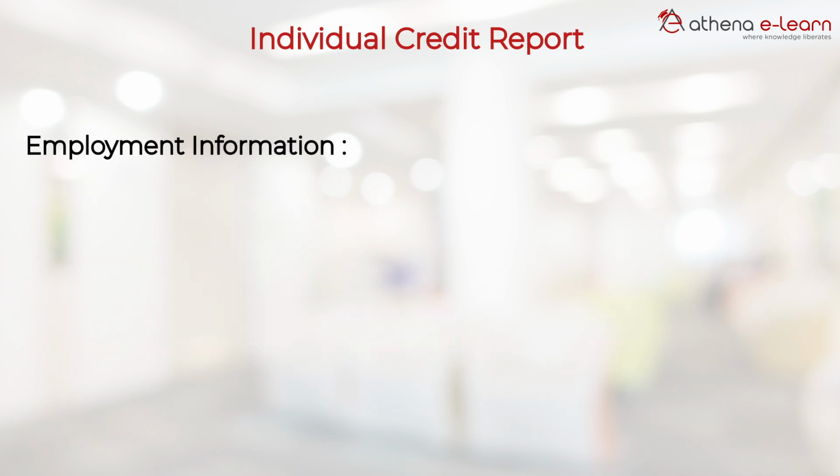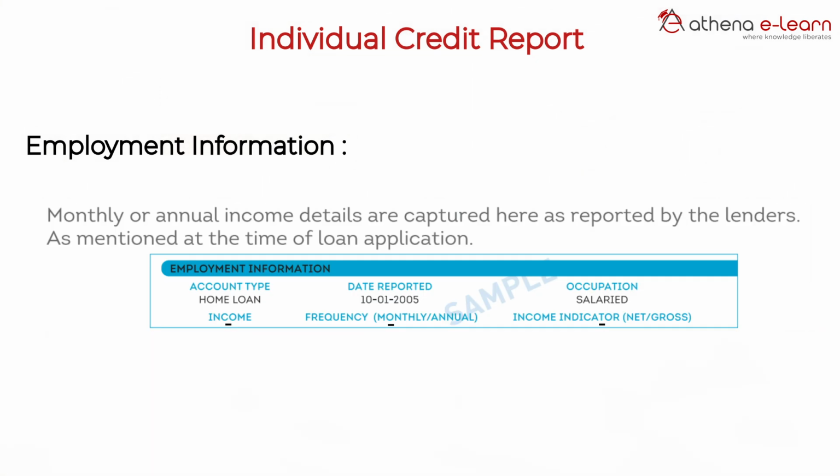The third segment in the demographic details is employment information. Now again, with employment information, you have to be careful, because not only will you get details about where this person is working, etc., but you could also get annual income details.